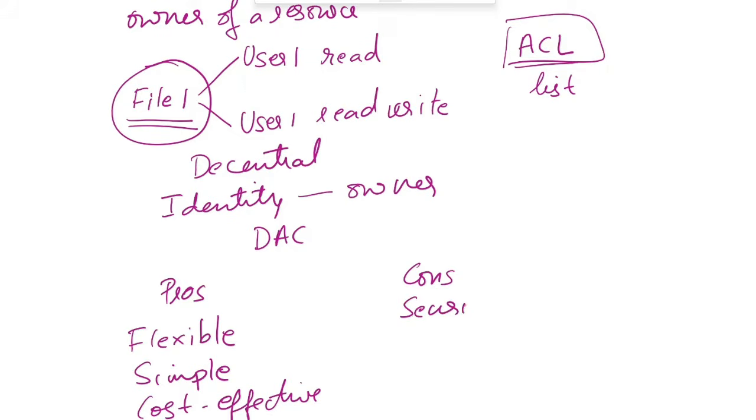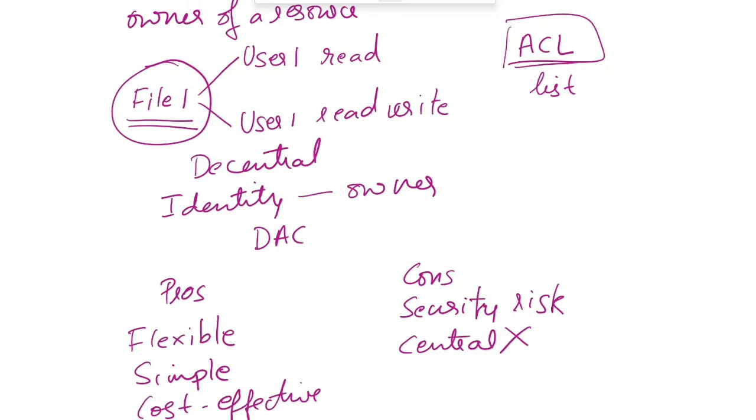Now let's look at the cons. First is the security risk. Like, for example, say the resource owner grants access to somebody that is untrustworthy or users with malicious intent. This can result in unauthorized access or data theft. And there is a lack of central control here. That means DAC does not have centralized control, as every resource owner sets their own access control lists, and this can lead to inconsistencies in security policies across an organization.